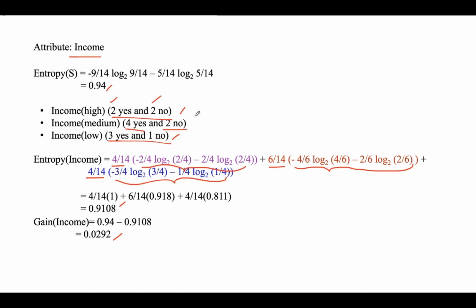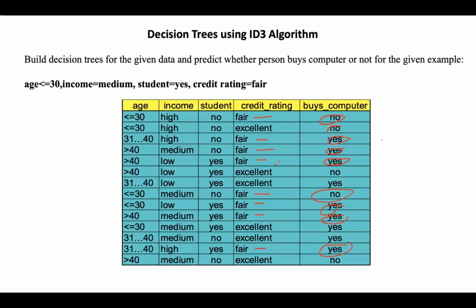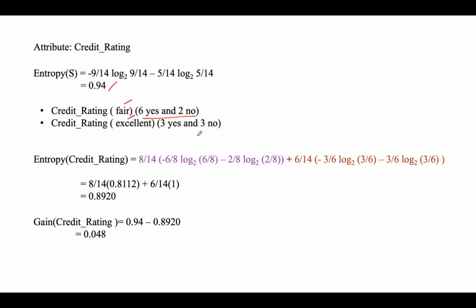Next, credit rating excellent. Excellents are 1, 2, 3, 4, 5, 6. The number of no's is 1, 2, 3, and there are 3 yes. So 3 yes and 3 no's.